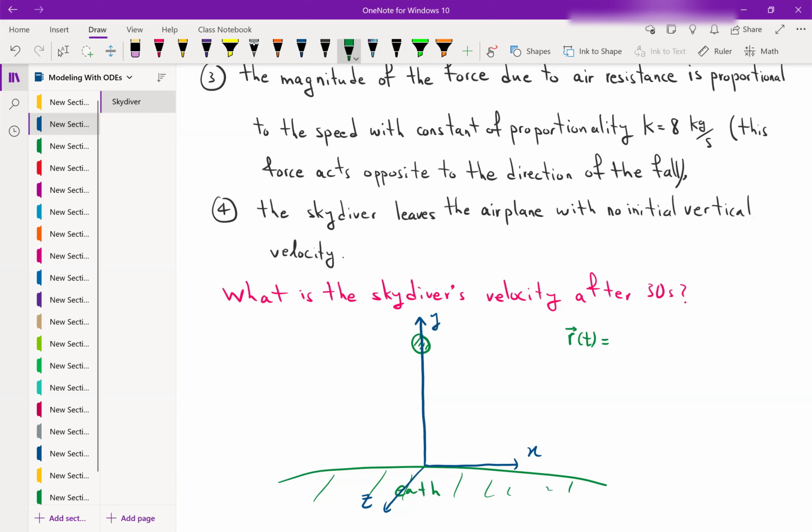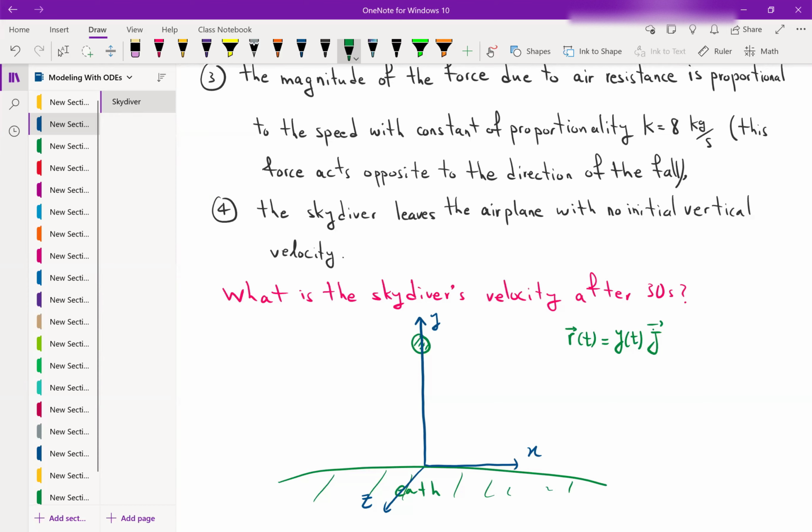This is the position changes in the y direction, so it's going to be a vector in the direction of the y-axis. So it's going to be a multiple of j. J is the unit vector in the positive y direction. I'm going to call the coefficient y of t. Y of t times j.